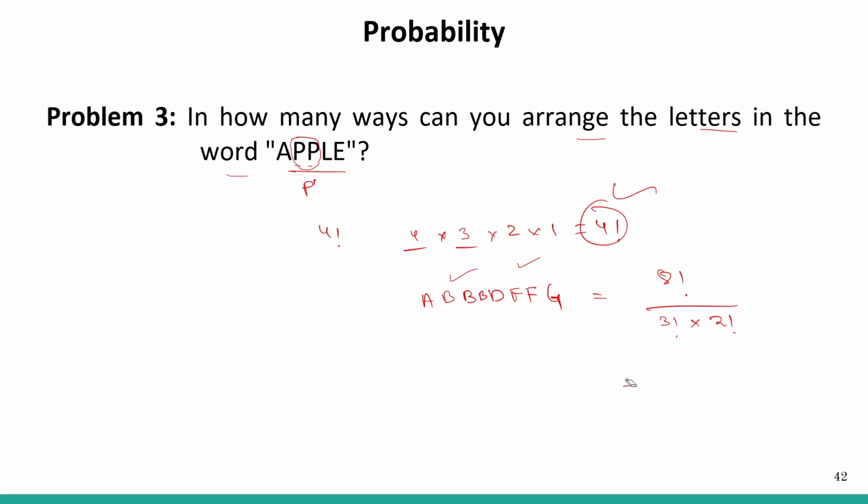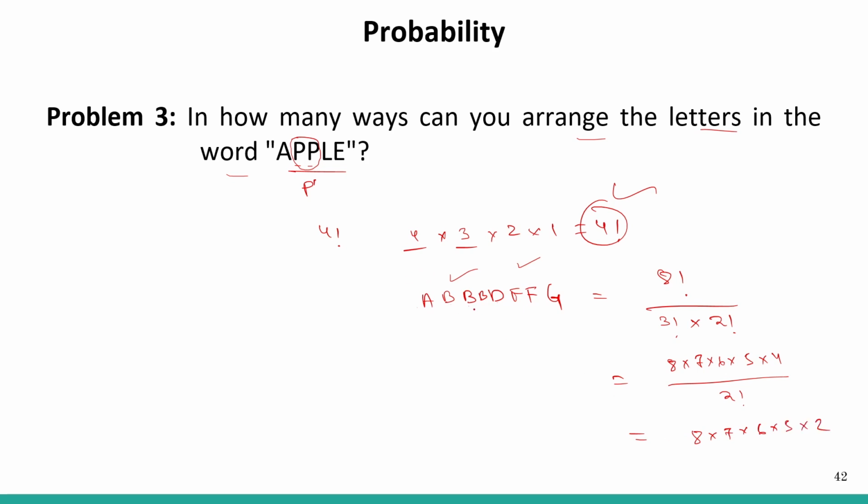So let's see whether it will be the same or different. It will be actually 8 into 7 into 6 into 5 into 4 by 2 factorial. That will be equal to 8 into 7 into 6 into 5 into 2, right?